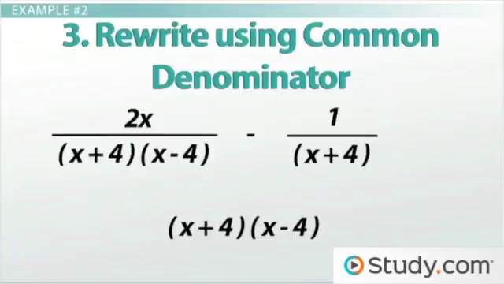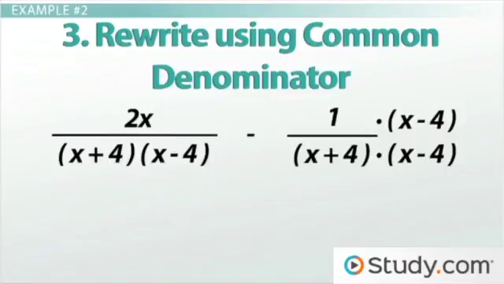We already have our common denominator here, so we're going to move to the next term, 1 divided by x plus 4. Here we need to multiply x minus 4 to make our common denominator, but if we multiply x minus 4 on the bottom, we need to multiply by x minus 4 on the top. For right now, we're going to write it and not multiply yet. So we have 2x divided by x plus 4 times x minus 4 minus 1 times x minus 4 divided by x plus 4 times x minus 4.